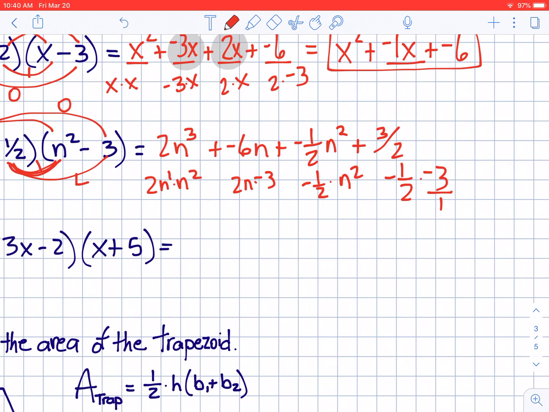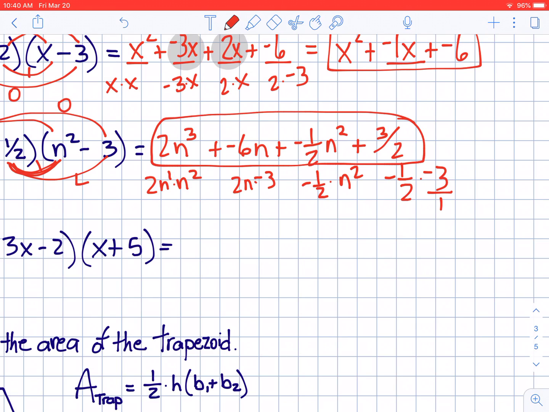Now as we look at this expression here that I've got as an answer so far, there are no terms which are alike. I cannot combine any of these pieces together because they have the same variables but different exponents. So there is my answer. There is nothing to do with it. We can just circle it and move on.